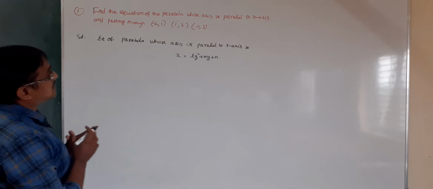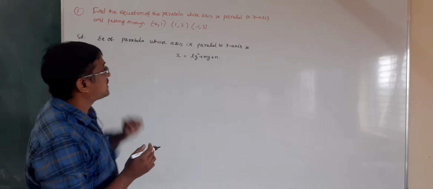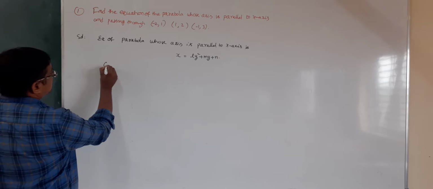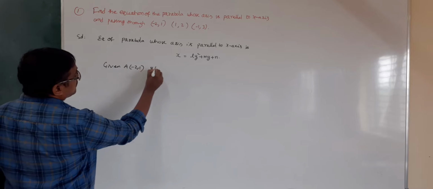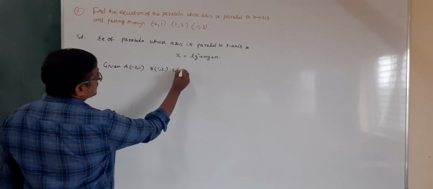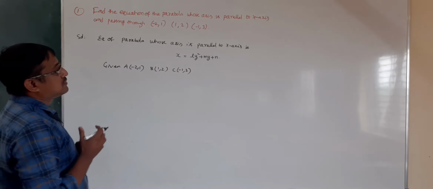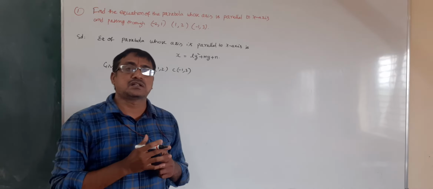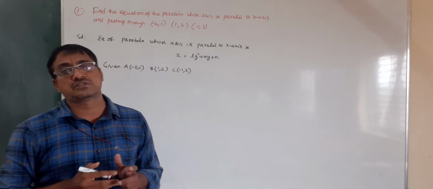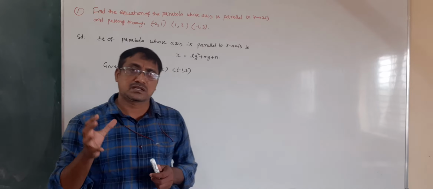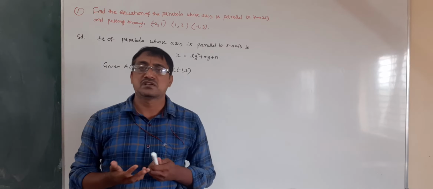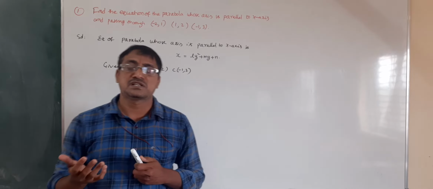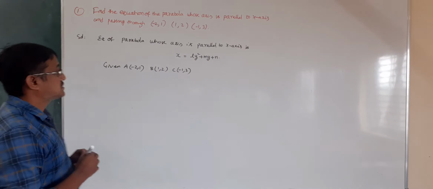Now this parabola is passing through these 3 points. Given A(minus 2, 1), B(1, 2), C(minus 1, 3). You have 3 points and the required parabola is passing through all 3 points. You will get 3 equations and there are 3 unknowns. So you can easily find those 3 unknowns by solving those 3 equations.